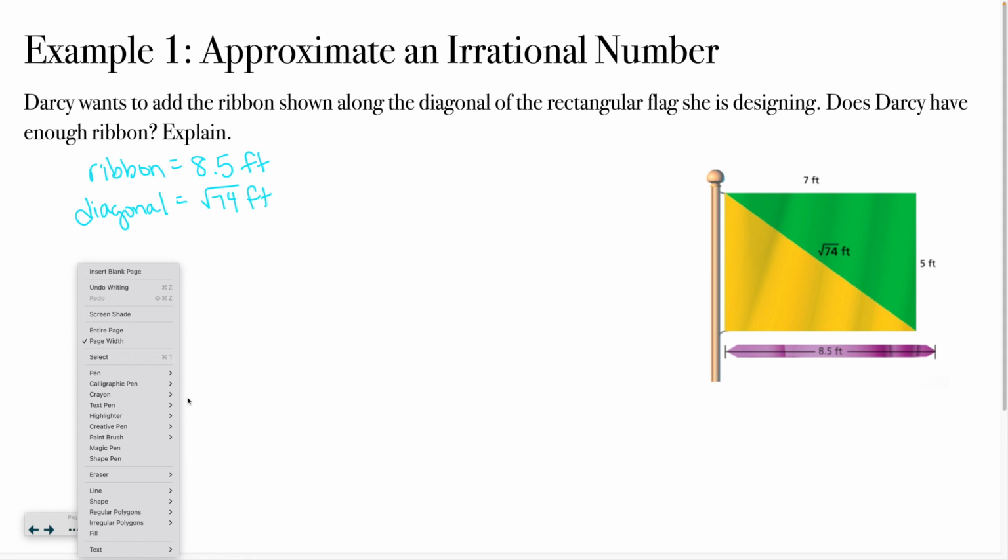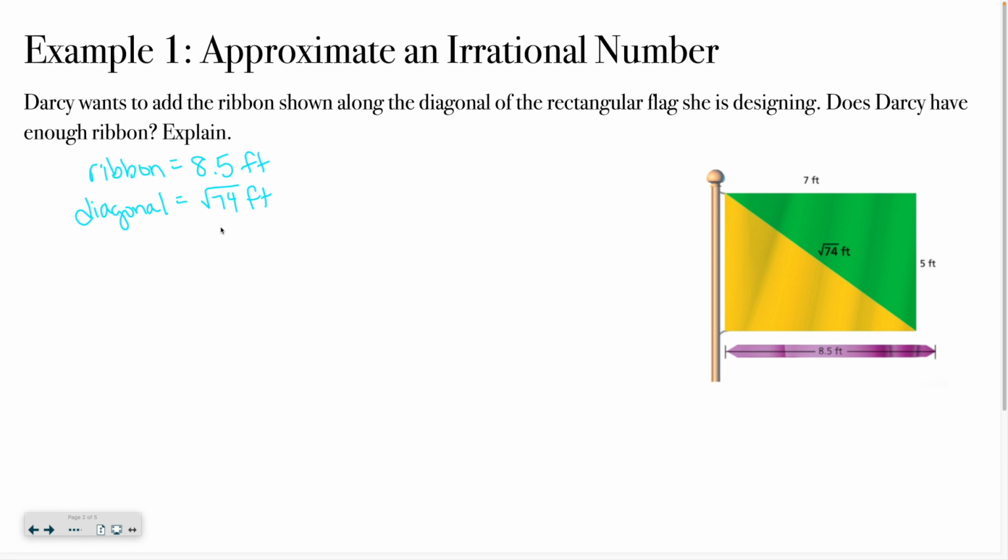So the whole point of today is that we are going to try to figure out what the square root of 74 is without using a calculator. So this is where I want to remind you of those perfect squares that we talked about, right? We talked about how 1 squared is 1, so the square root of 1 equals 1. 2 squared is 4, so square root of 4, that's really the same as saying 2. 3 squared is 9, that's the same as saying 3. 4 squared is 16. 5 squared is 25.